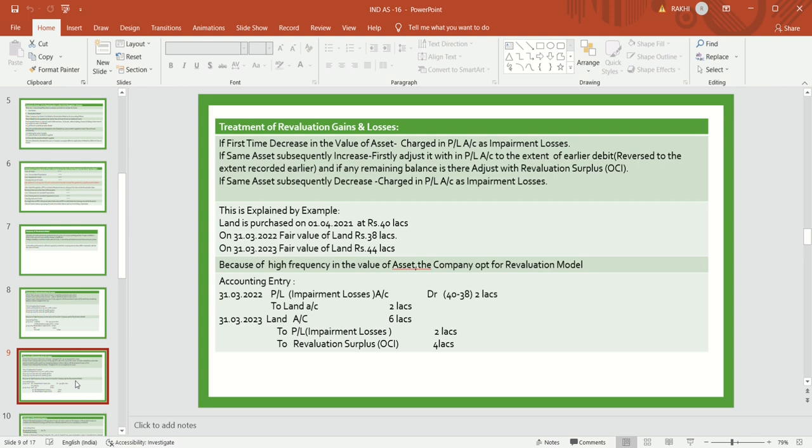Up to that amount, the company will credit the P&L account, and the balancing amount is to be created as revaluation surplus, OCI. So 2 lakhs is the P&L impairment loss, and the balance 4 lakhs is to be credited to the revaluation surplus, OCI.